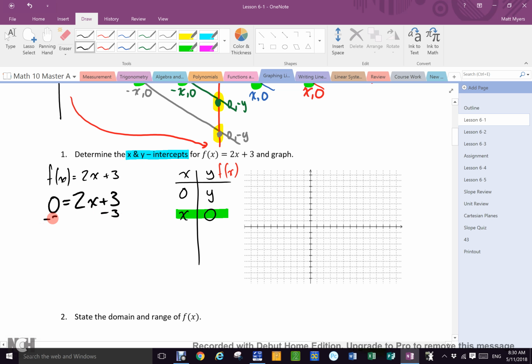Minus 3 minus 3. Negative 3 equals 2x. Now what? Divide by 2. X equals negative 3 halves. If x equals negative 3 halves, and I have an x here, what can I write here now? Negative 3 halves, or negative 1.5.